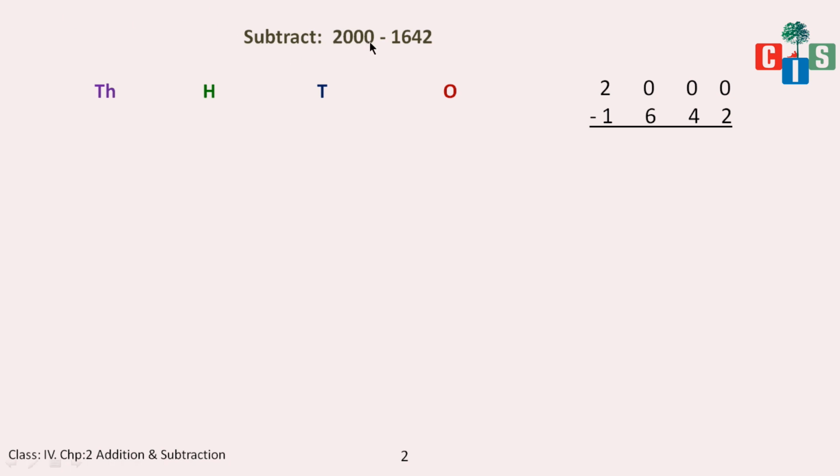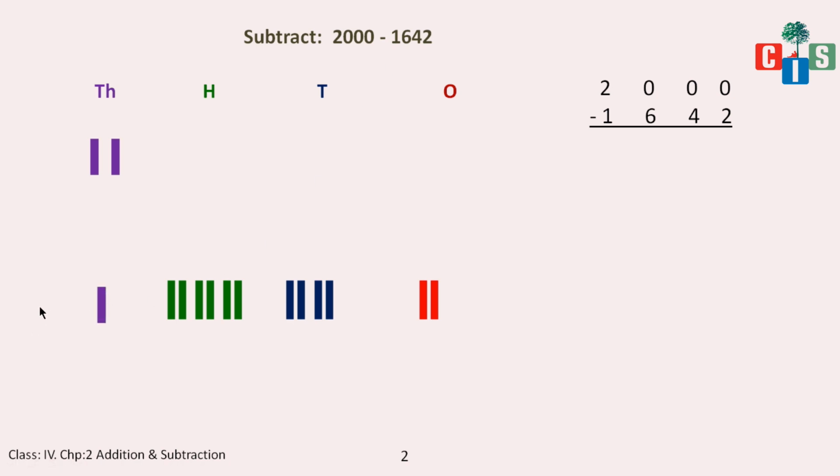Okay, 0 is there in the ones place, so no object in the ones place. 0 is there in the tens place, no object in the tens place. 0 is there again in the hundreds place, so I'll have no object in the hundreds place also. And 2 is there in the thousands place, so I'll have 2 objects here. Clear? Now writing the smaller number, that is the second number, we have 2 in the ones place, so 2 objects in the ones place, 4 in the tens place, so we have 4 objects, 6 in the hundreds place, so we have 6 objects, and 1 in the thousands place, we have 1 object here. Clear with it? So we will subtract it.